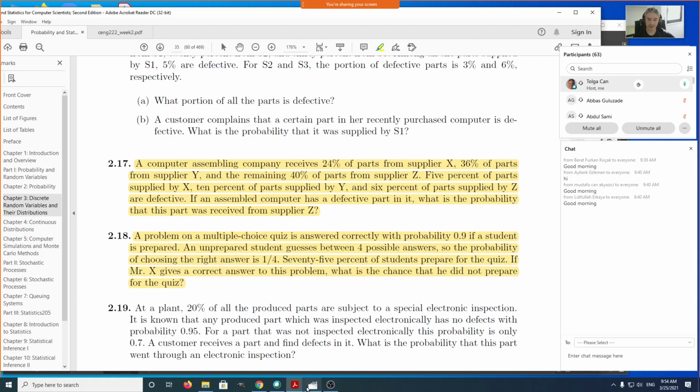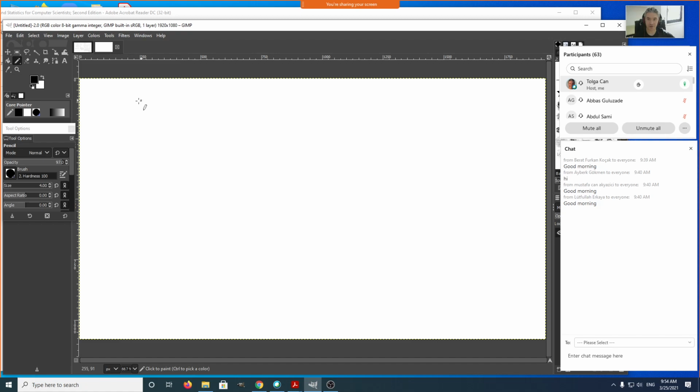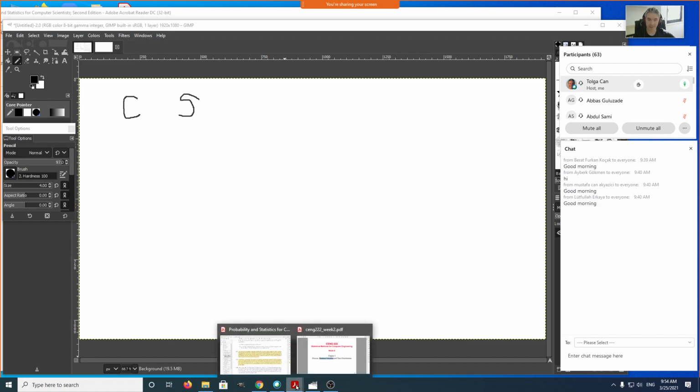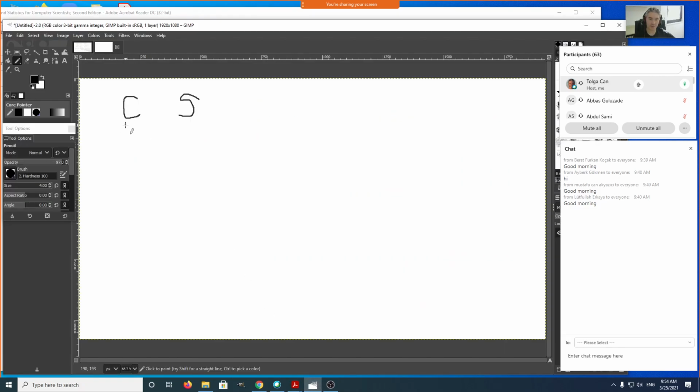Now, again, let's define two events. The event that the question is answered correctly, let's call it event C. The question is answered correctly. And event S, let S denote the event that the student has prepared for the quiz. Okay, so there are two things here. If a student is prepared, we are focusing on a specific problem on this multiple choice quiz. The probability that the question is going to be answered correctly, let's denote that event with C.